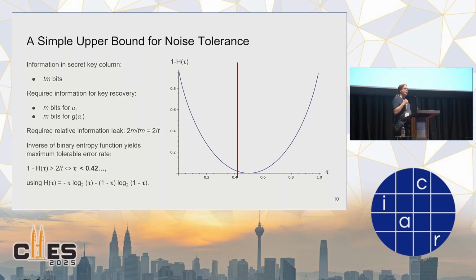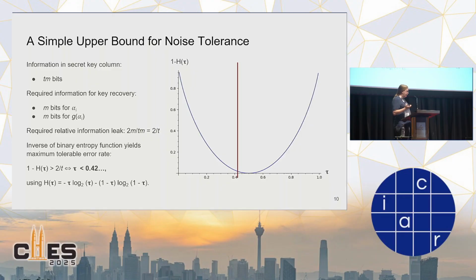We have a precise analysis in our paper, but here I will just give you the intuition and show you that the intuition is actually already very good. I said each column has as information tm bits, and the required information for key recovery for each column is only 2m bits. So the relative information required is 2 divided by t, right? The m cancels out. So we actually have a formula for that. It's called the binary entropy function, and that tells us the information loss for an error rate tau.